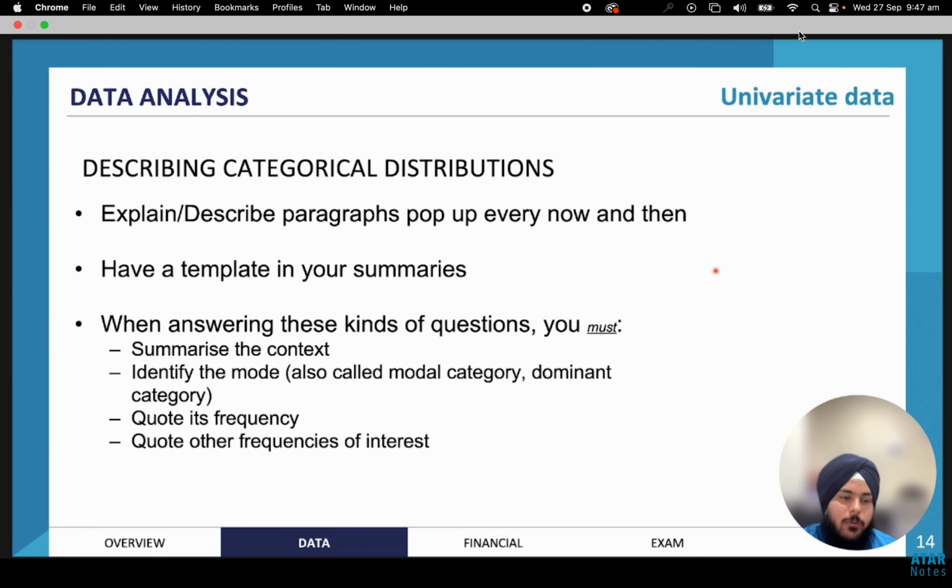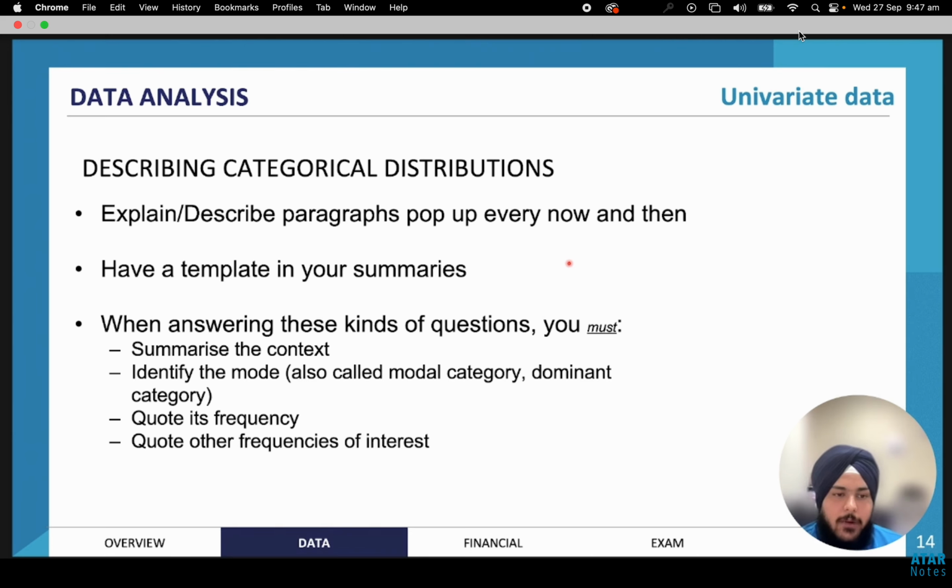Okay, so now we're going to quickly look at how we might describe categorical data. Describing data is really important and also part of the study design dot point. These describe or explain paragraphs pop up really often on the exam. So you should be really familiar with how to describe data, what you need to describe when you're describing data, and also how to describe it. So what you need to do.